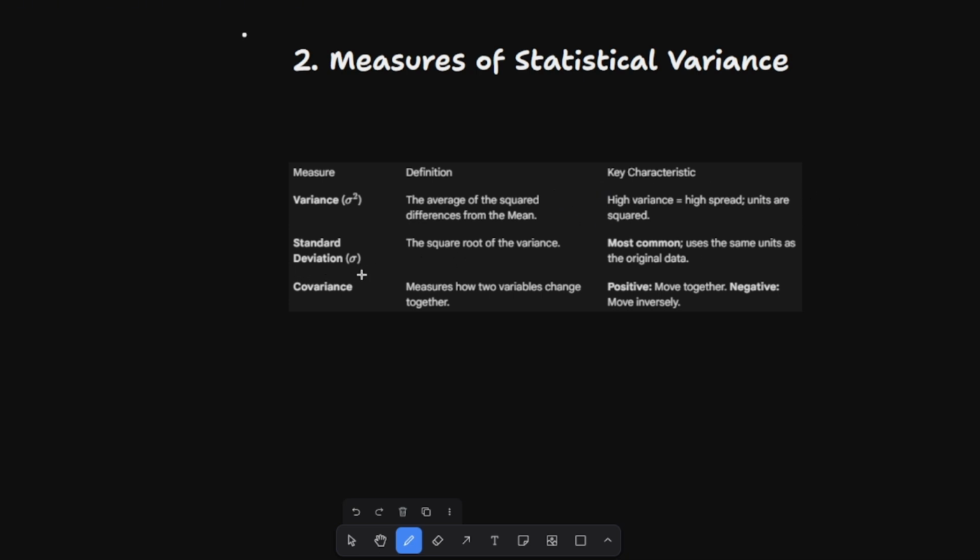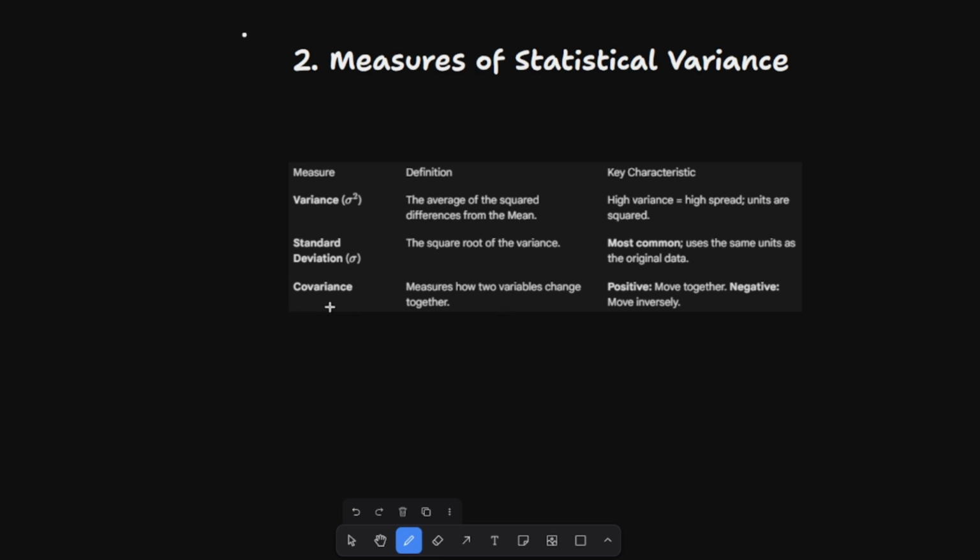So for standard deviation, you might have heard that before. It is the square root of the variance. And statisticians use this a lot in order to determine the spread of data. And it uses the same units as the original data itself, and it's most common.